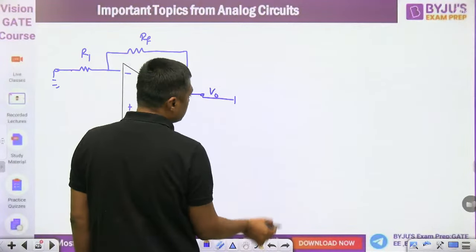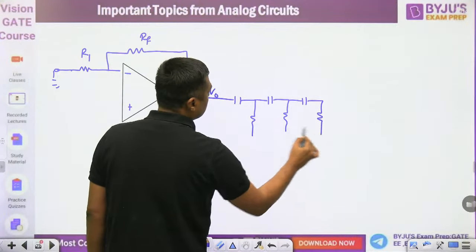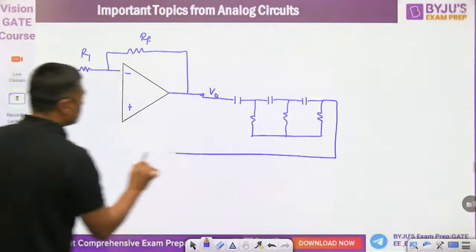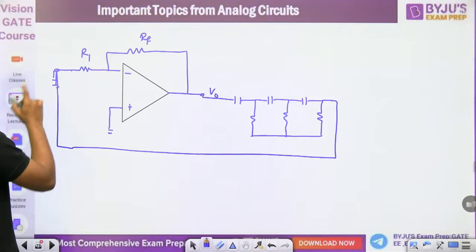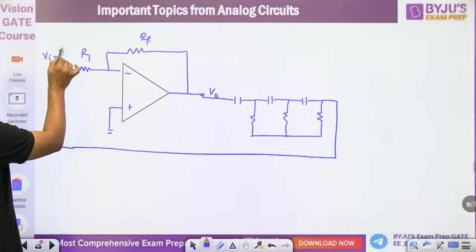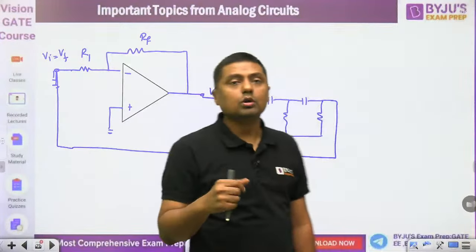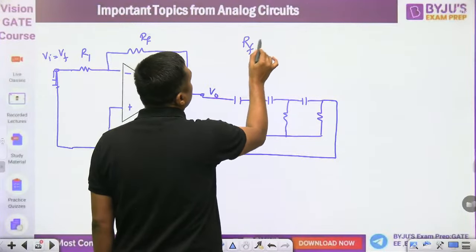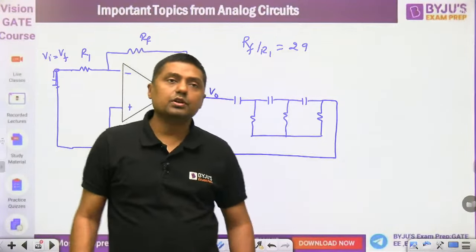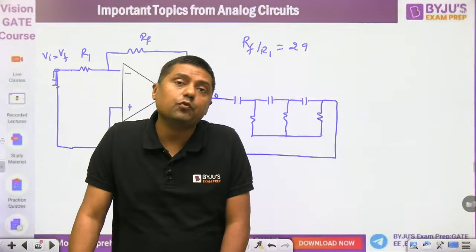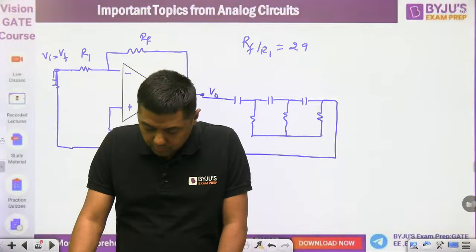This is the feedback path. What is the gain? What is the condition? RF by R1 is equal to what? 29. Or practically it should be slightly greater than 29. RF by R1 ratio is slightly greater than 29. That is called the condition for oscillation.